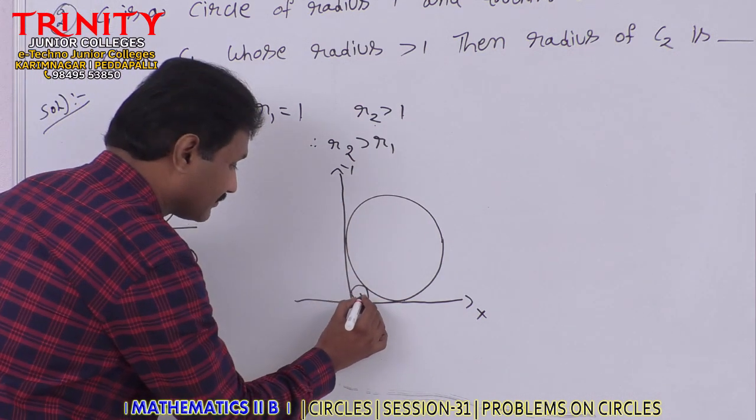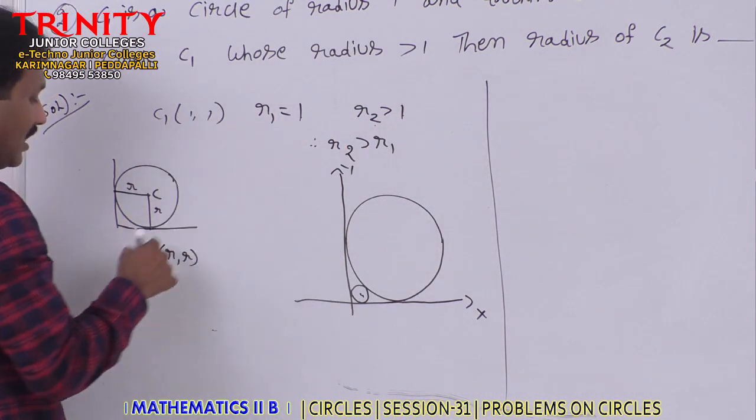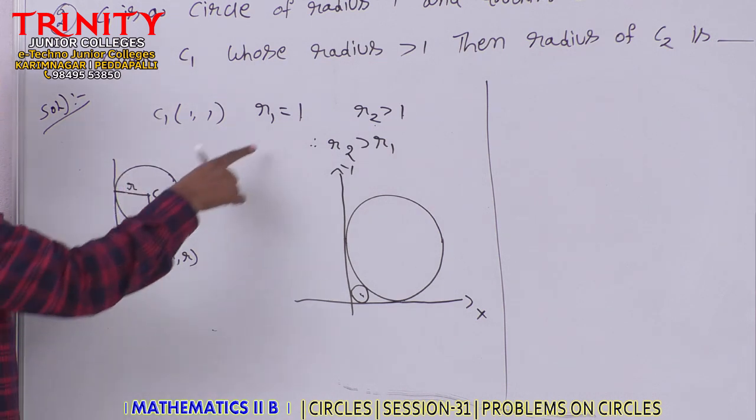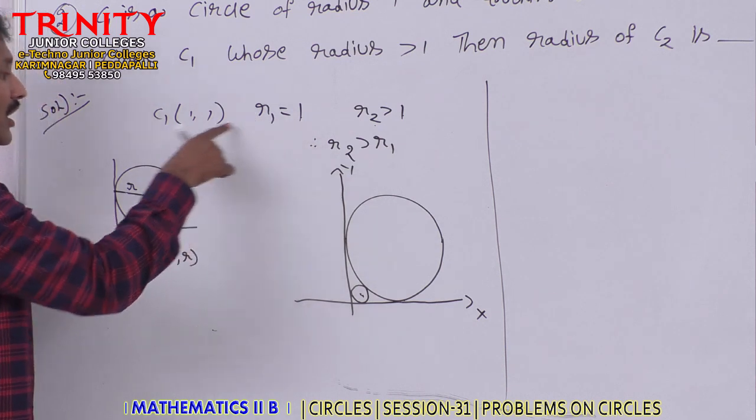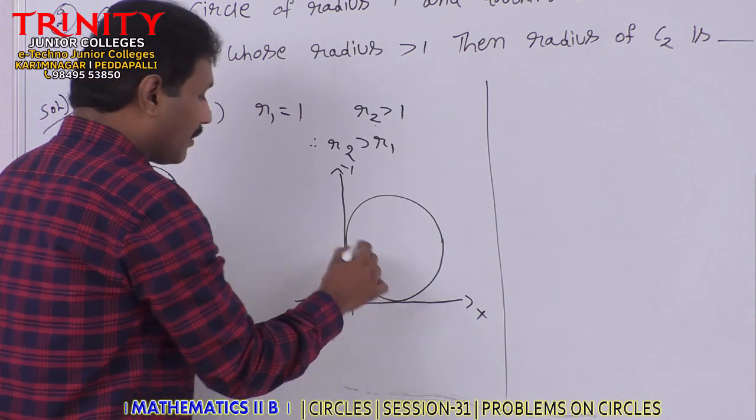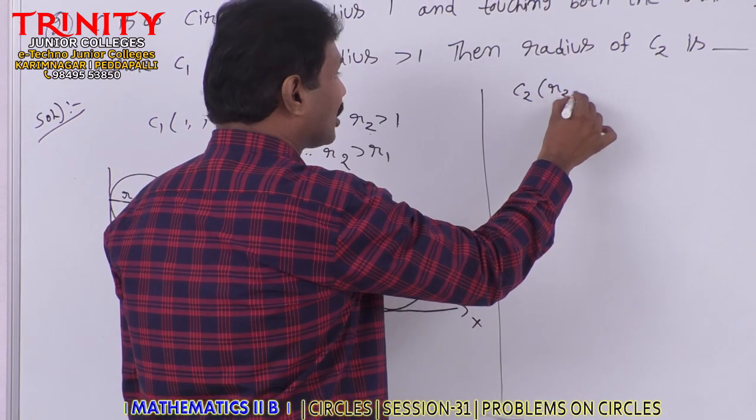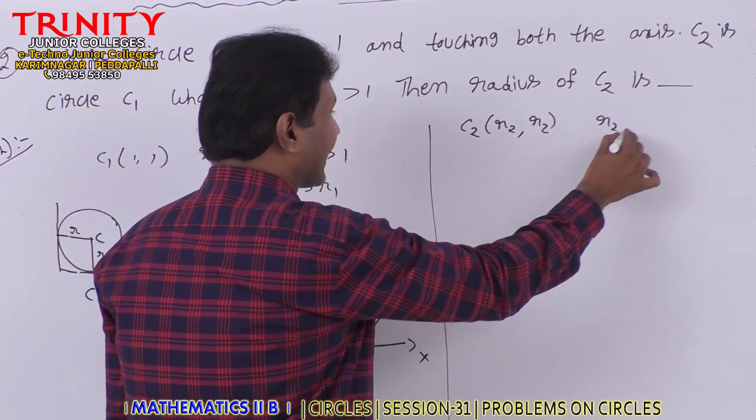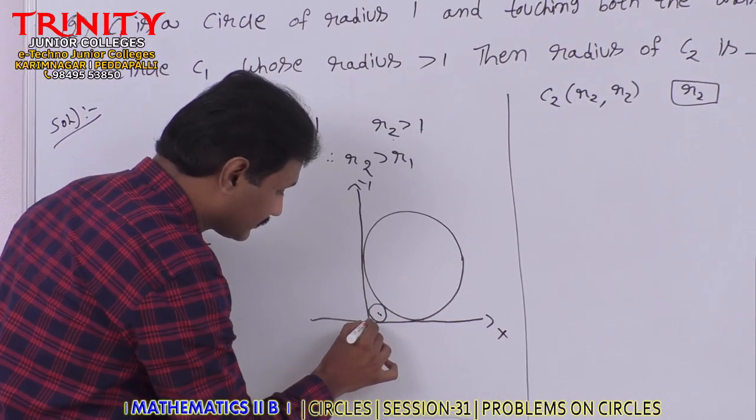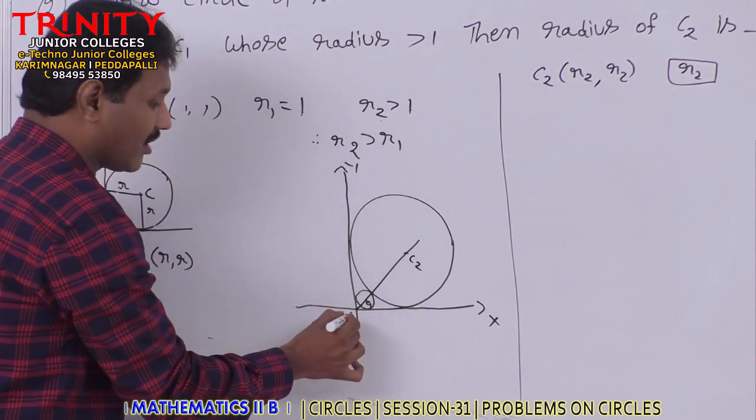This is C1. According to this property, the center C1 is (1, 1), since a circle touching both coordinate axes has center (r, r), and here the radius of the first circle is 1. Therefore C1 is (1, 1). R2 is greater than R1, and we take C2 as (R2, R2), because the radius of the second circle is R2. This is C2, this is C1, this is the origin.